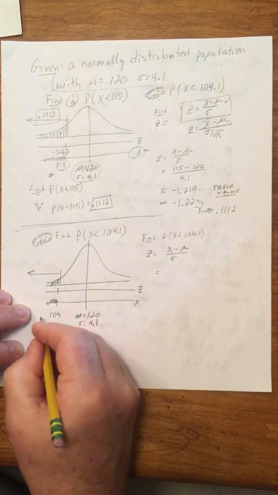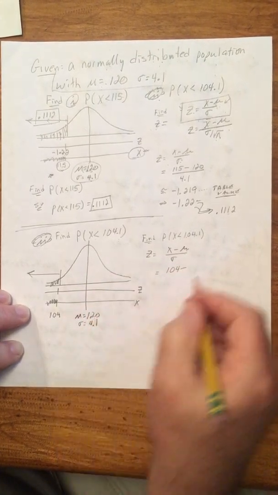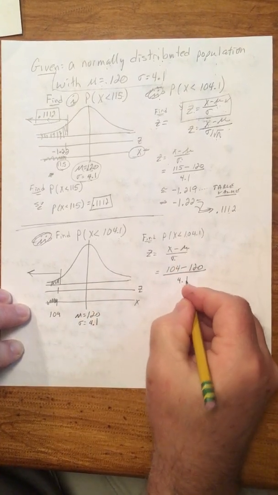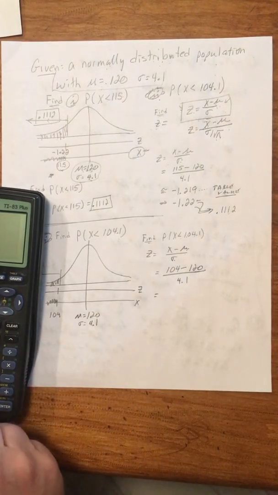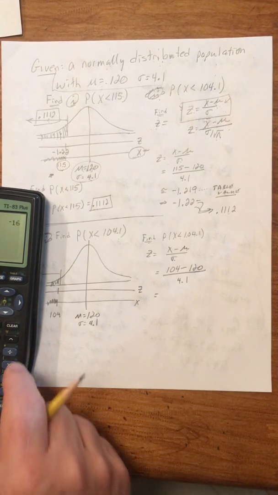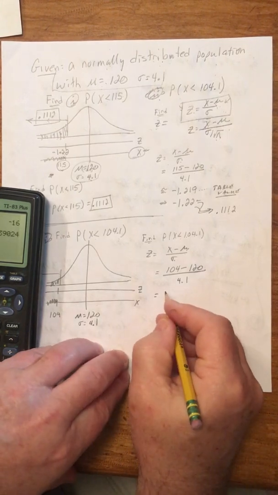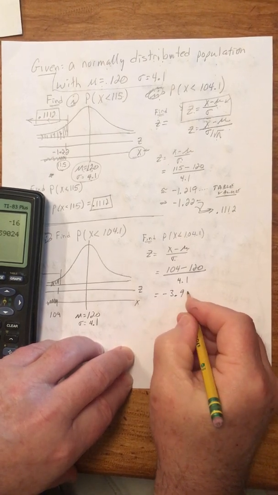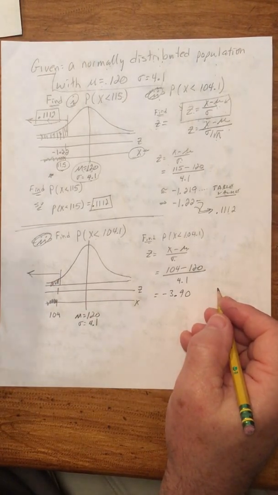So our x value in question is 104, minus mu, the mean is 120, all over the standard deviation, which is 4.1. So let's go to the calculator. I have 104 minus 120 divided by 4.1, and I'm going to have this as negative 3.90, which is an approximation we'll use. Negative 3.90.